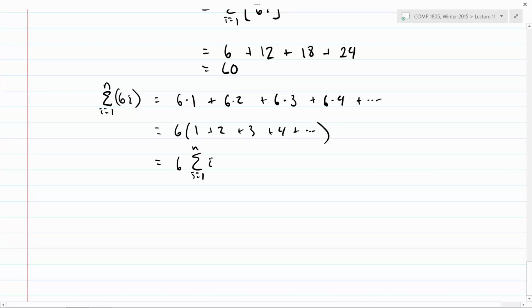So what you can do is you can factor things out. In this example, there's nothing special about 6. It works for any number. And there's nothing special about i. It works for any function.